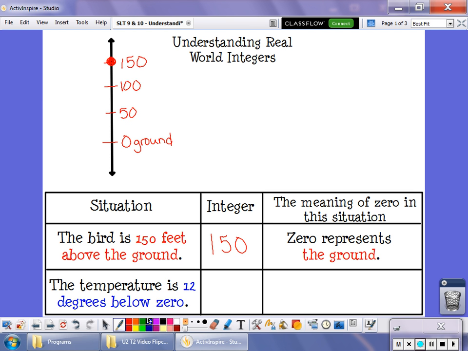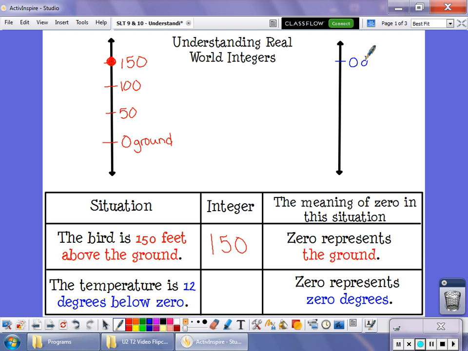Another example would be the temperature being 12 degrees below 0. Again, think about what 0 is. In this case, 0 represents 0 degrees. So I'm going to use this as if it were a thermometer, and I'm going to put 0 degrees up here towards the top. And I'm going to do that because I know what I'm looking for is 12 degrees below 0. So this is 2 degrees below 0, 4 degrees below 0, 6 degrees below 0, 8 degrees below 0, 10 degrees below 0, and finally 12 degrees below 0. Right here is the integer represented by the situation, which is a negative 12.